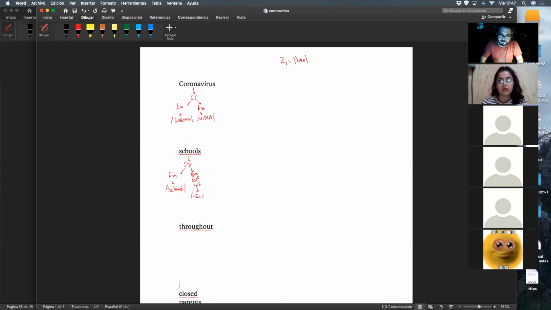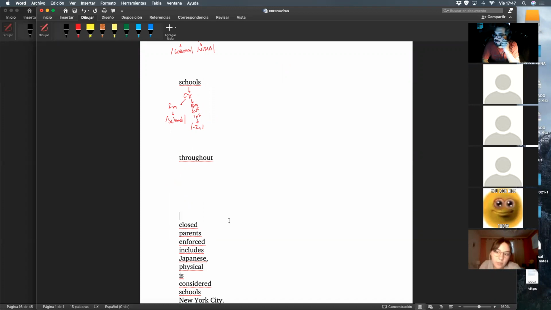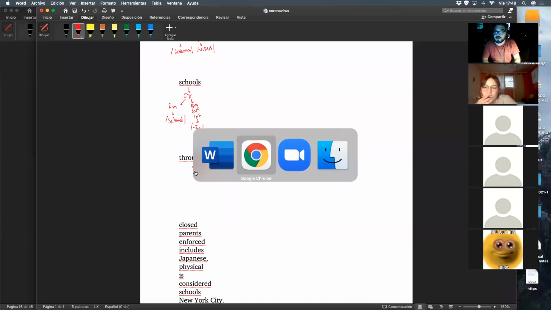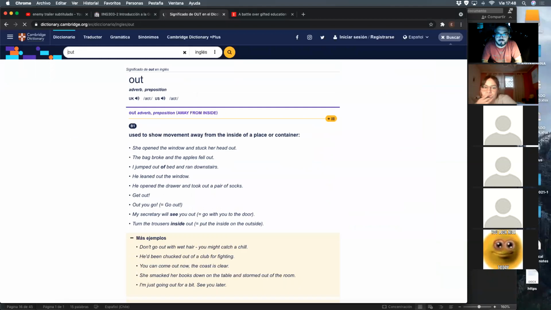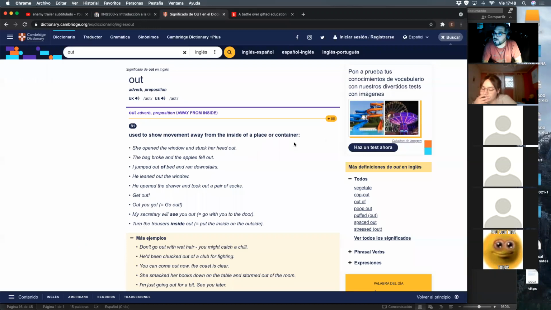Throughout. Throughout está hecho de dos cosas, también las reconozco. ¿Ustedes las reconocen? Through y out. Exacto, through y out. El problema es que, a ver, out se puede considerar como un bound morpheme. Yo creo que out es un free morpheme. Si lo busco, es un adverb o preposition.